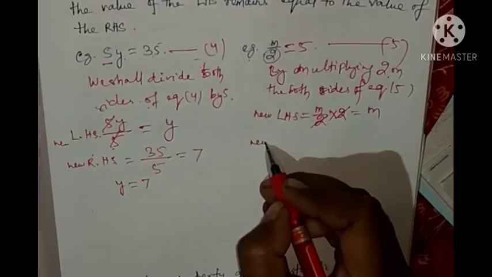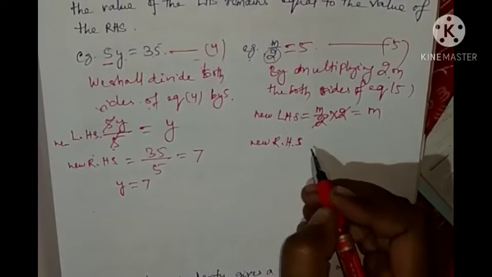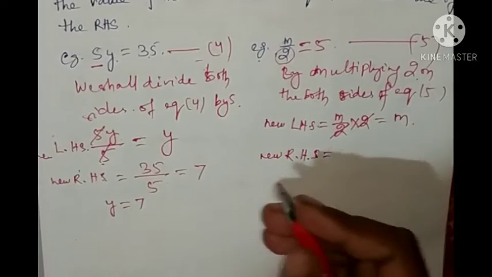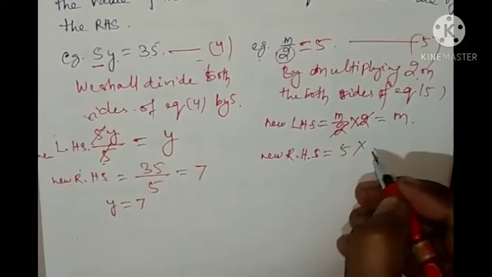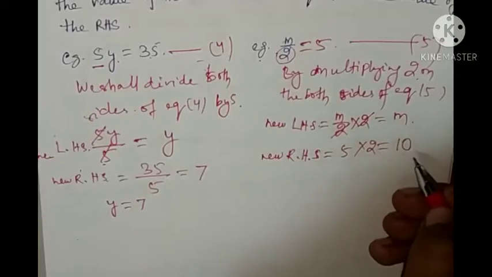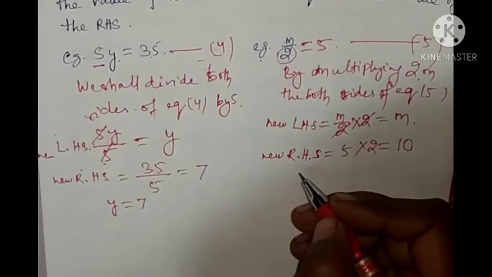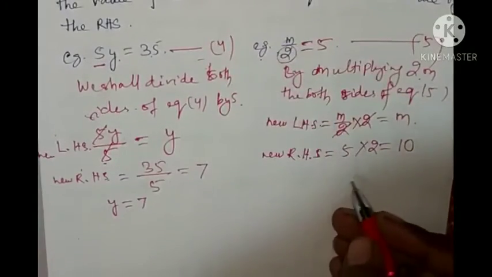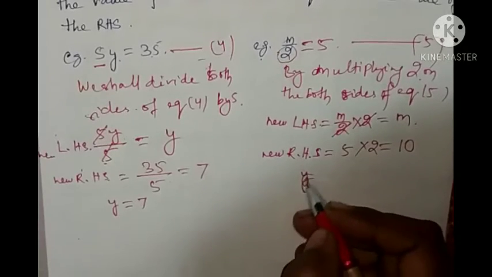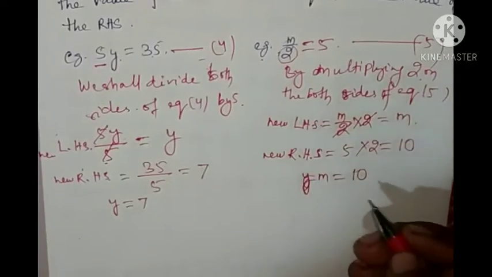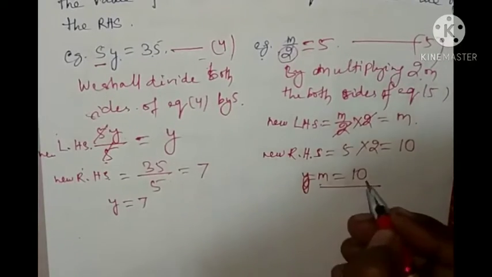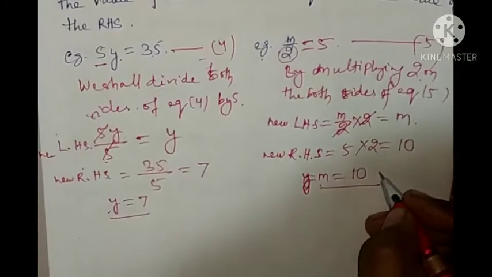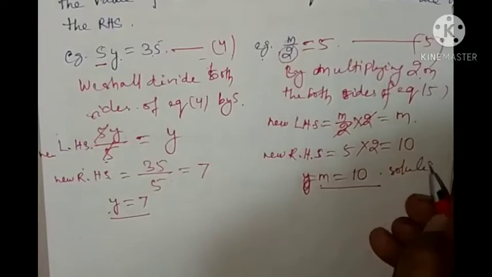Next, new RHS equal to 5 into 2, equal to how much? 10. The equality holds, which means the balance remains undisturbed. Here m equal to 10. This is the new LHS and RHS. This is also the new LHS and RHS, y equal to 7. So these are the solutions of the equations.